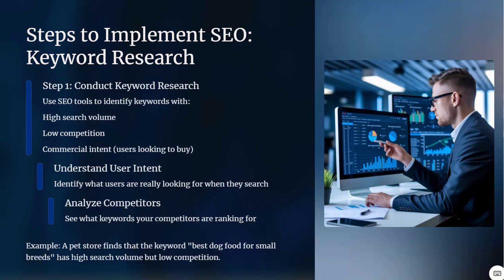So we look at the steps to implement the keyword research. Step 1, conduct keyword research. Step 2, understand the user intent. Step 3, analyze competitors, right? For example, a pet store finds that the keyword "the best dog food for small breeds" has a high search volume but low competition, because that's a long tail, right?